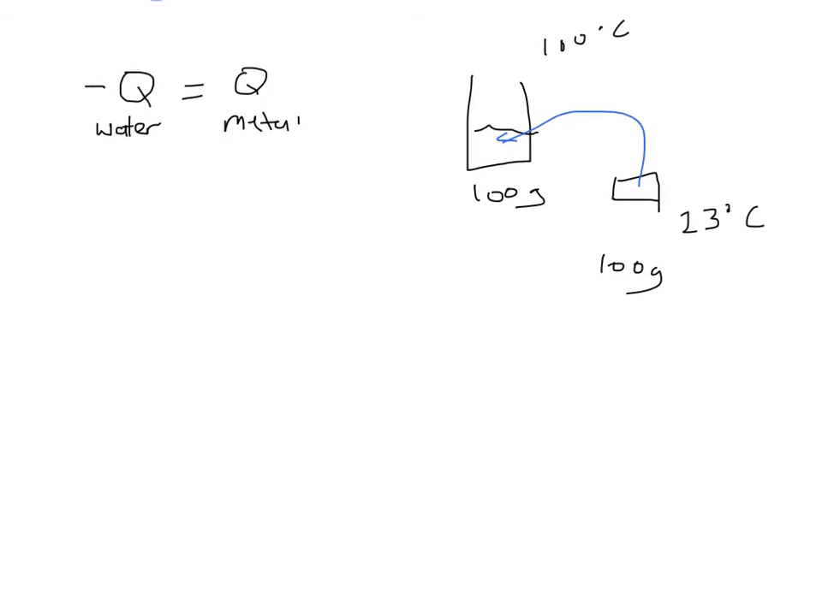So, the heat lost by the water equals the heat gained by the metal. And we can do so Q equals MC delta T, so Q equals negative M of the water, so MW, times the specific heat, that's a W. C of the water times the delta T of the water.